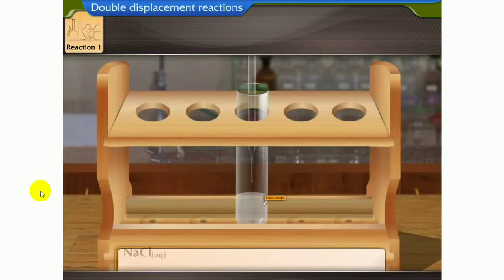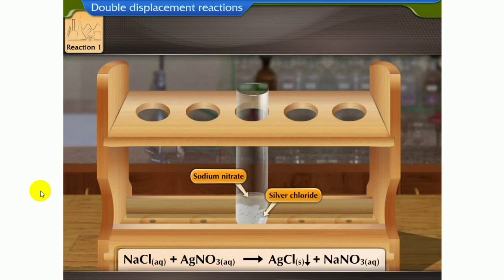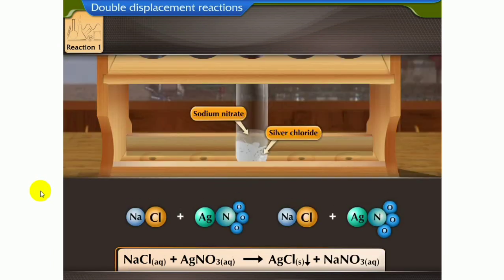Reaction 1. Sodium chloride reacts with silver nitrate to form a white precipitate of silver chloride and a solution of sodium nitrate. The nitrate ion and the chloride ion exchange places to form the precipitate of silver chloride.